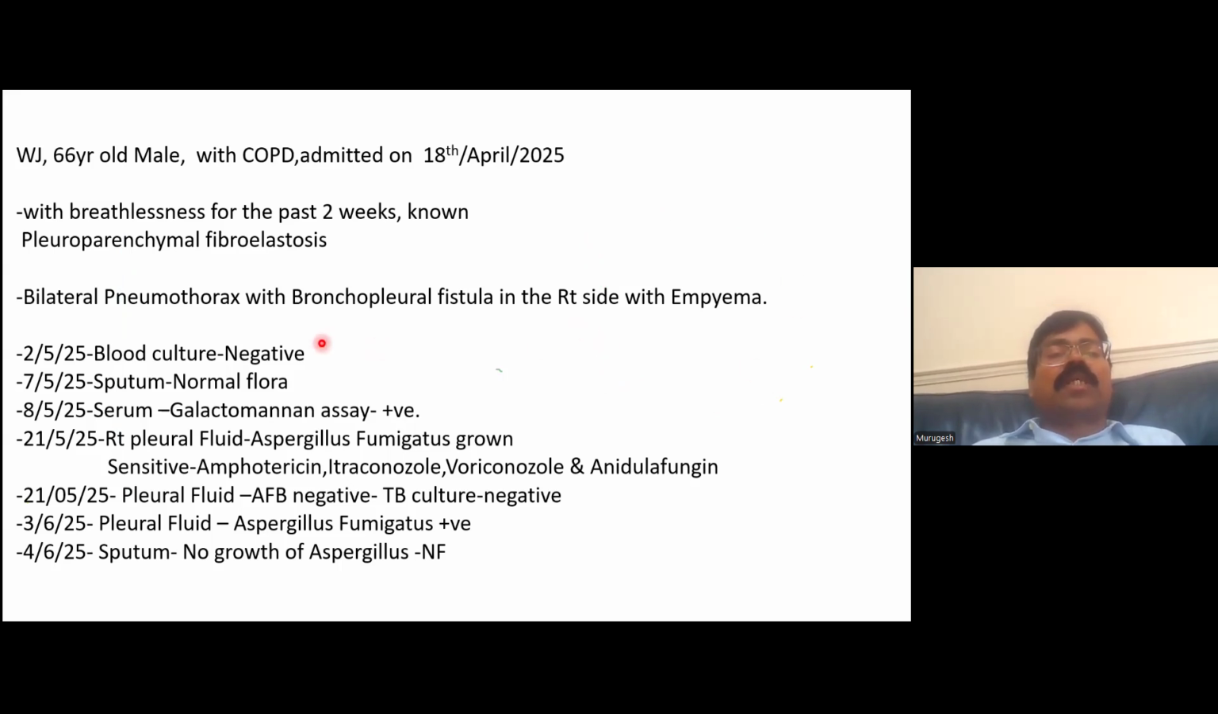They sent cultures. Blood cultures were negative. Sputum was normal. Serum galactomannan assay was very high, and right pleural fluid grew Aspergillus, consistently. What I wanted is, usually it will come from the lung, so you need a respiratory sample. I requested sputum. Both sputum and BAL came back negative consistently. Three samples were sent. The reason we repeat when it comes to Aspergillus is that it can be a contaminant. You shouldn't decide to treat based on just one sample.